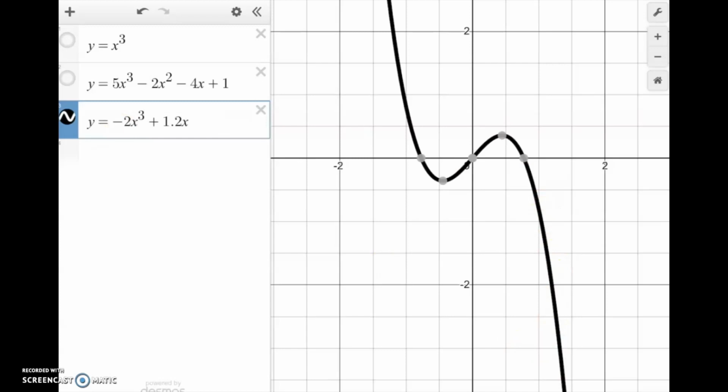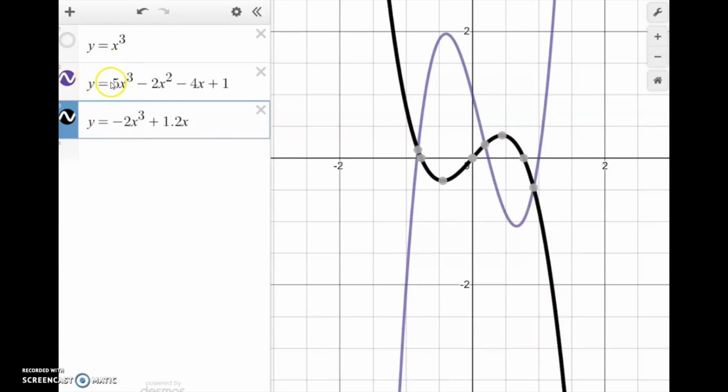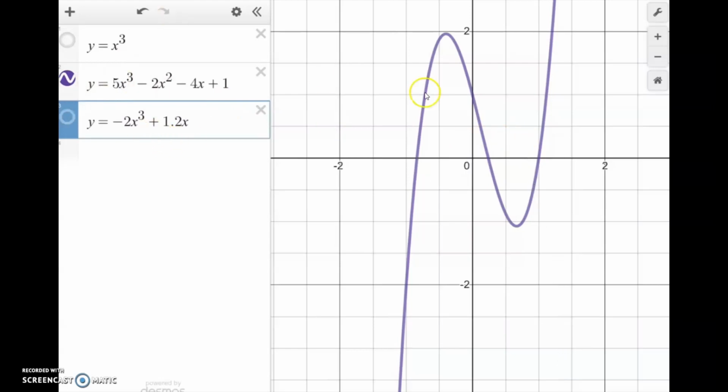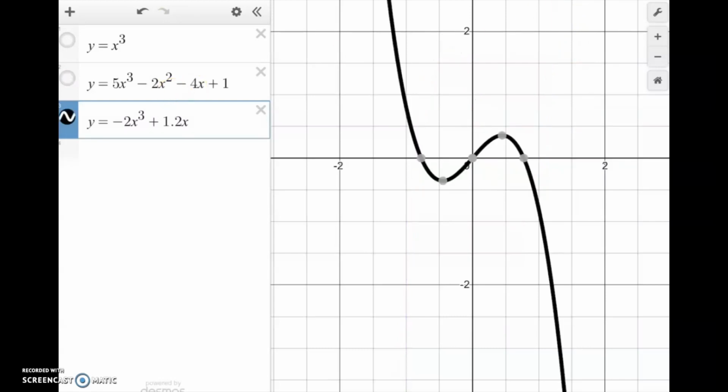So let's compare these again. Here we had a positive leading coefficient, that 5, and as our x values got bigger and bigger and bigger, the y values got bigger and bigger and bigger also. Okay, let's go back to this guy. We still have 2 concavities. Here it's concave up, then we have this point of inflection right here, happens to be at 0, 0, and then we go concave down.